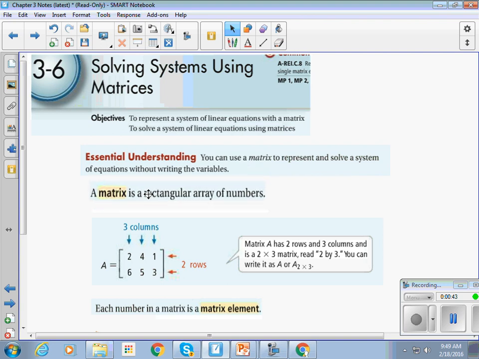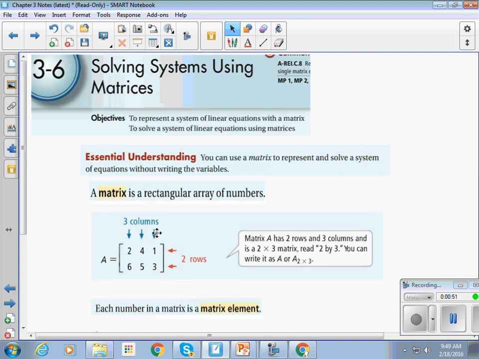So a matrix is a rectangular array of numbers. Please write this example matrix A down. So this matrix has 3 columns and 2 rows. It is a 2 by 3, and it's read 2 by 3. You can write it as A or A with a little subscript 2 times 3. Each number in a matrix is called a matrix element.